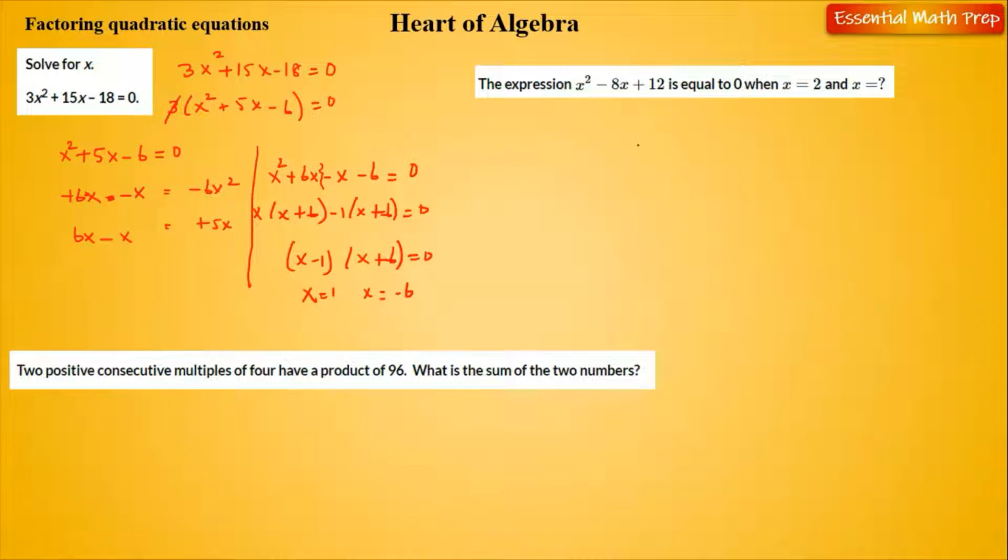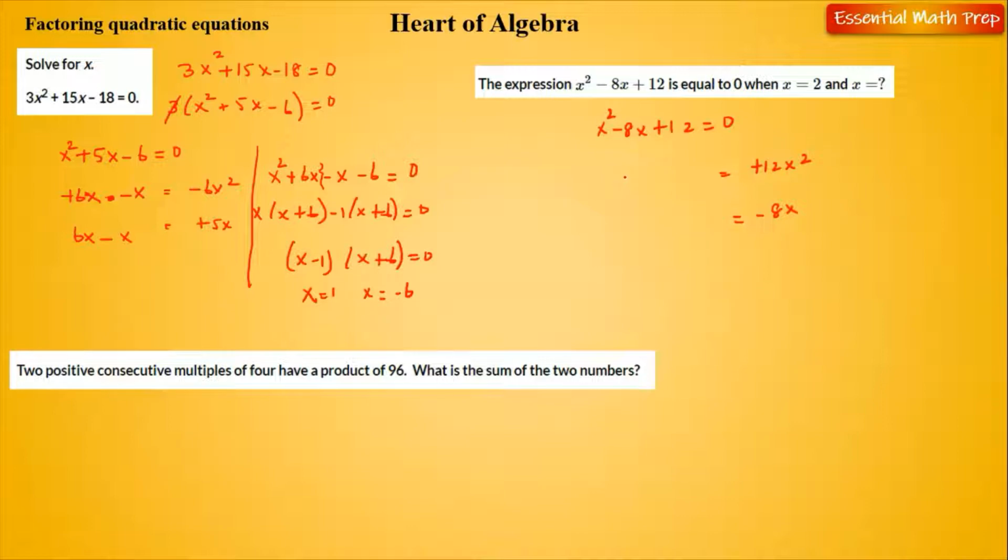Let's go ahead and solve the second one. It states the expression x squared minus 8x plus 12 equals 0. x equals 2, what's the other value of x? So x squared minus 8x plus 12 equals 0. So we want plus 12x squared, and we also want negative 8x. So how do we go about doing that?